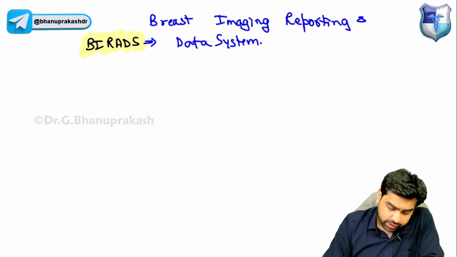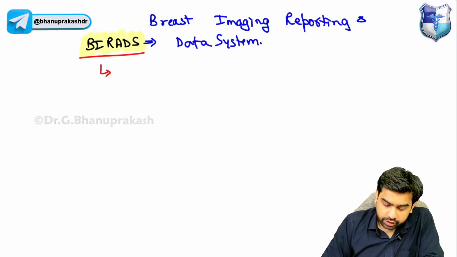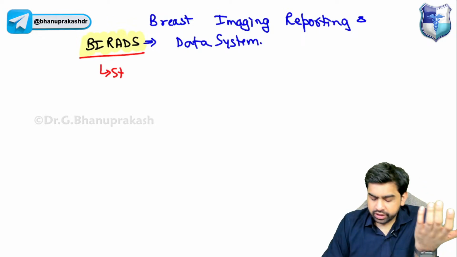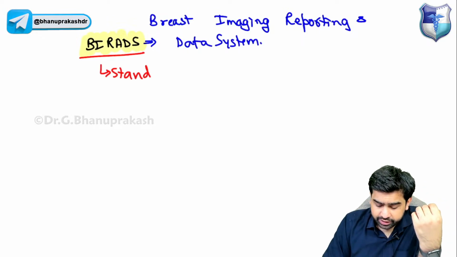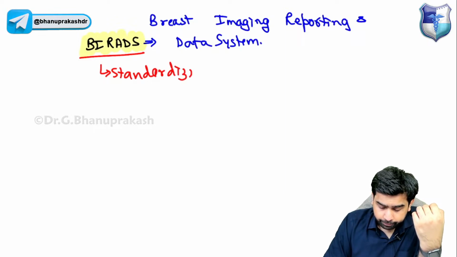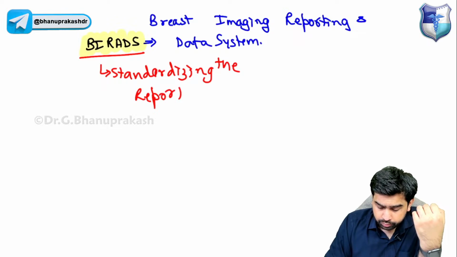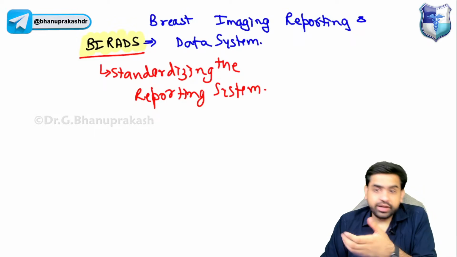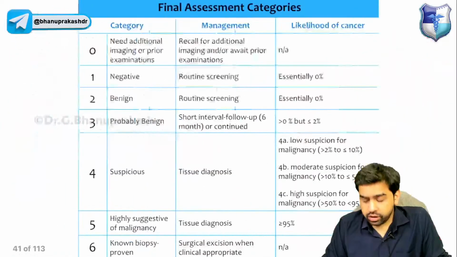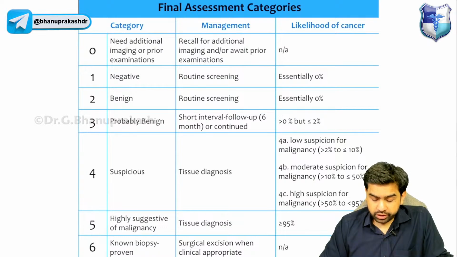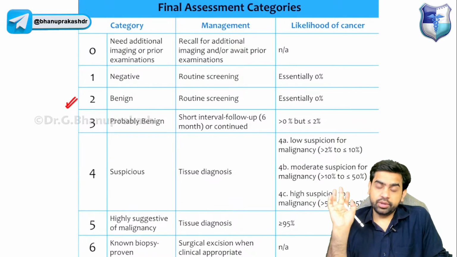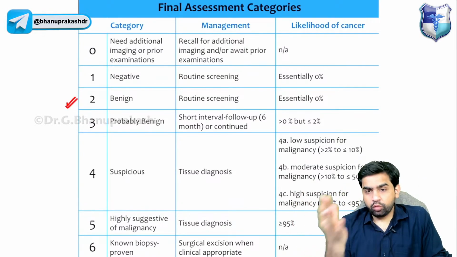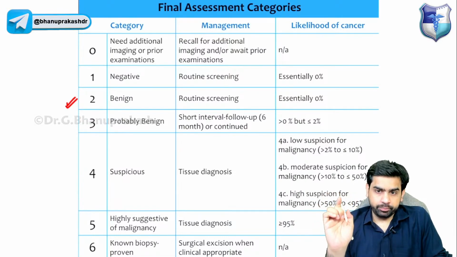So this BI-RADS is going to help you standardize things. You can basically say that it is one of the ways of standardizing the reporting system of a breast lump. So if a patient comes to us with a report of BI-RADS 2, we all will understand what we are dealing with over here. Are you understanding my point?